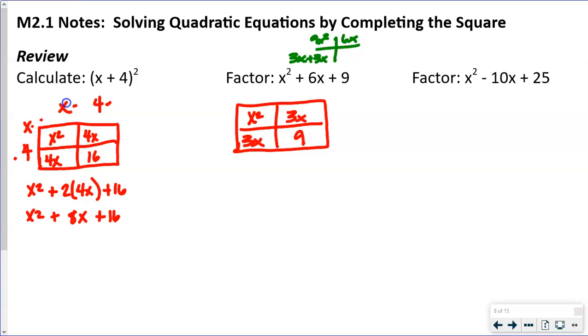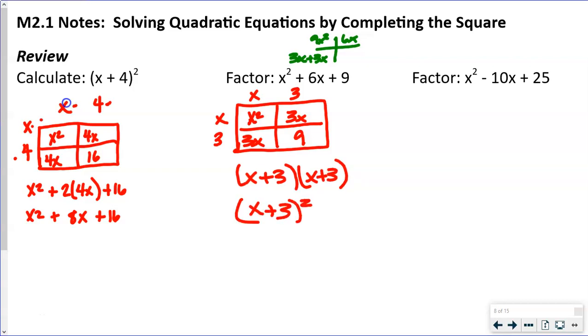So we're looking at GCFs. What is the greatest common factor of x squared here and 3x? That would be x, right? And what is the GCF of x squared and 3x? Again, this is x. What is the greatest common factor of 3x and 9? That would be 3 and 3. So notice we get x plus 3 and x plus 3, which we know is x plus 3 squared, right?